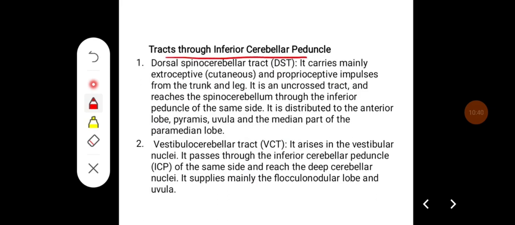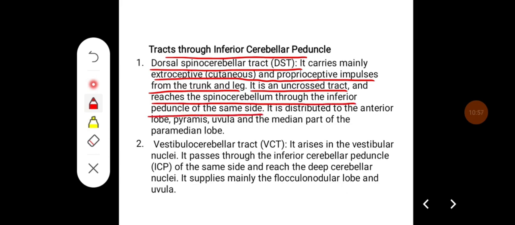Tracts through inferior cerebellar peduncle. The dorsal spinocerebellar tract. It carries mainly exteroceptive, that is cutaneous, and proprioceptive impulses from trunk and leg. It is an uncrossed tract and reaches the spinocerebellum through the inferior peduncle of the same side. It is distributed to the anterior lobe, pyramis, uvula, and the median part of the paramedian lobe.